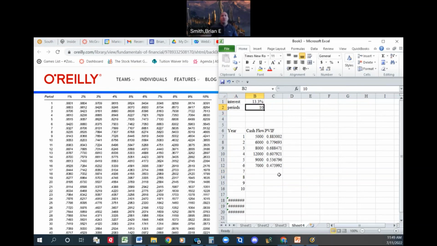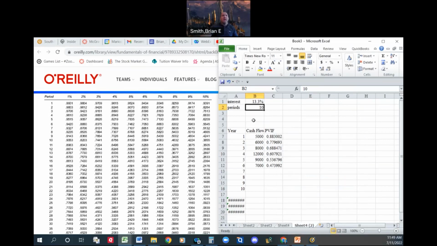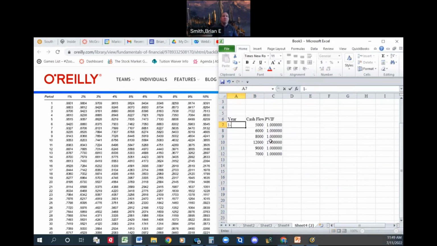Now, what if we want to do this for an annuity? Let's do this for an annuity. I'm going to copy and paste, or move and copy this, move it to the end. And let's do this as though it were an annuity now, that these are all going to be the same cash flows. So let's say years, well, we've got to get rid of all this now. It's not going to matter what, through 10. Oops, I knew I was going to do that.